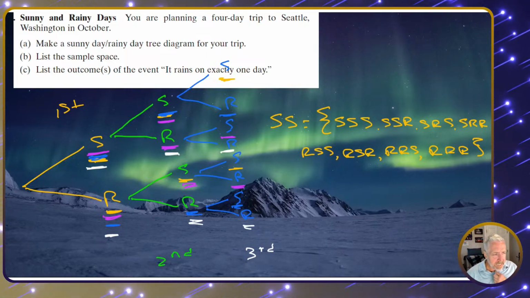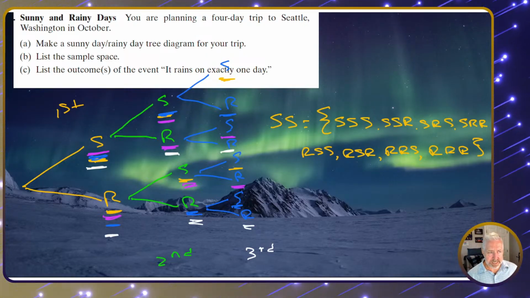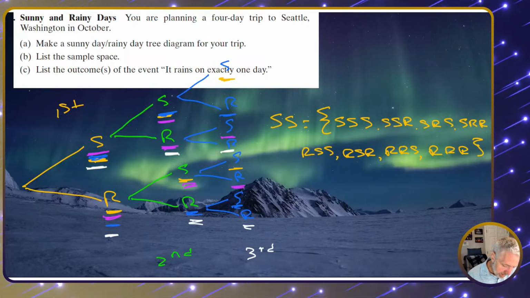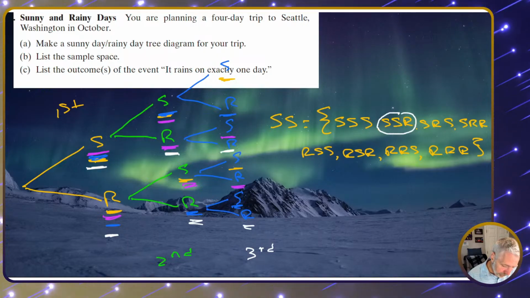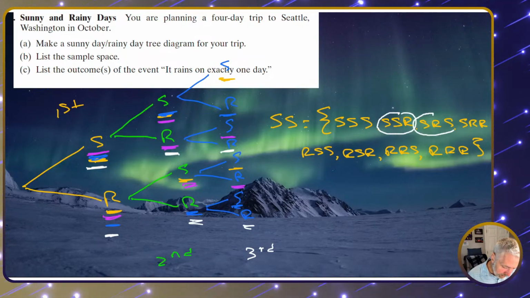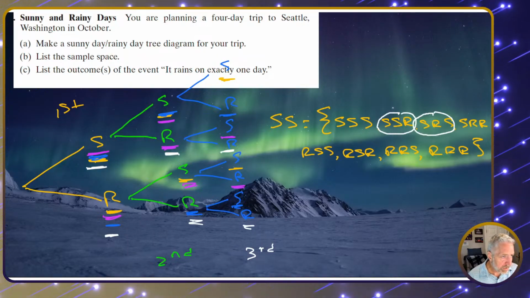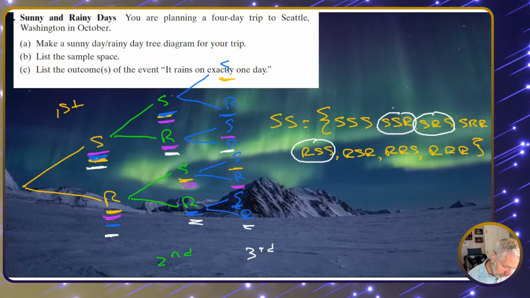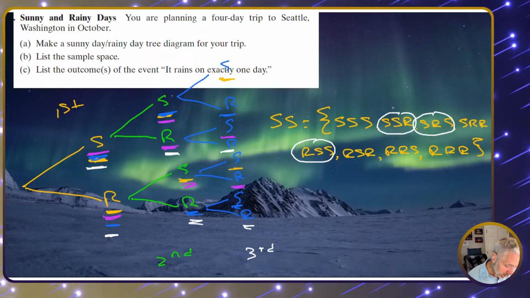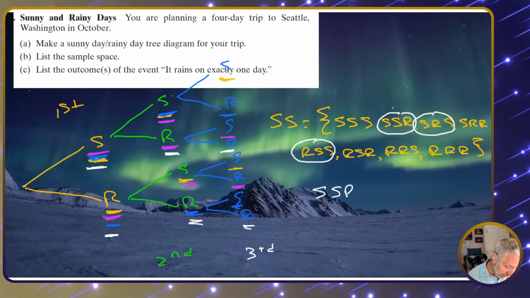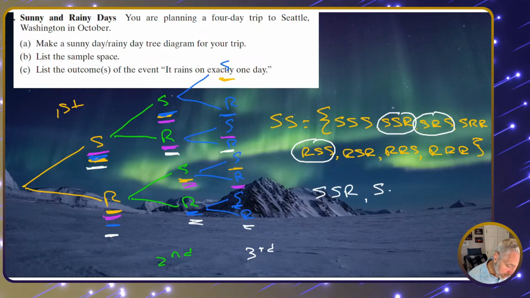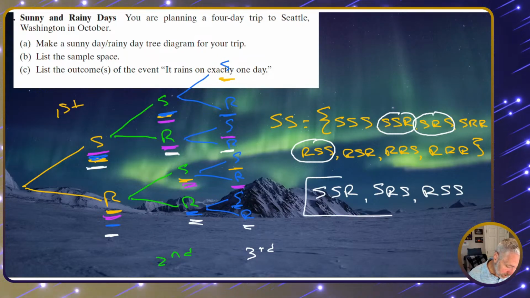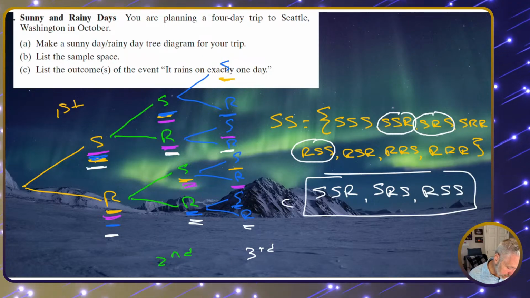Now it wants me to list the outcomes of the event it rains on exactly one day. Okay? Well, it rained exactly one day here. It rained exactly one day here. Exactly one, yeah. It rained exactly one day here. And that's it. So we've got sunny, sunny, rainy. Sunny, rainy, sunny. And rainy, sunny, sunny. That's the answer to C.